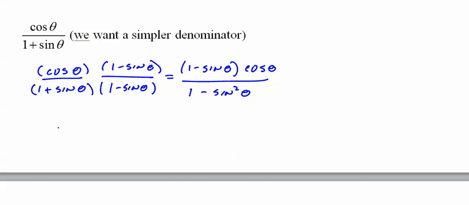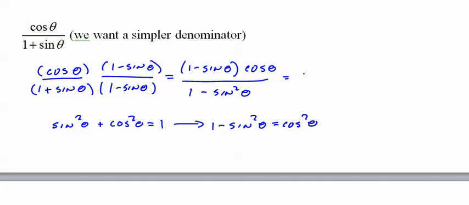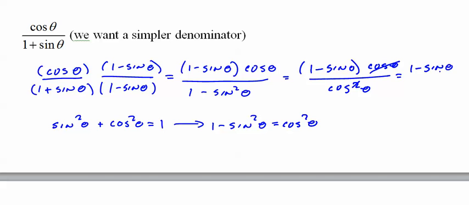Well, if we remember, and I'm really hoping I never have to write this down again, we can solve this for cosine, and we get 1 minus sine squared theta equals cosine squared theta. So up here we get 1 minus sine of theta times cosine of theta over cosine squared theta. Cancel, cancel. 1 minus sine of theta over cosine of theta.